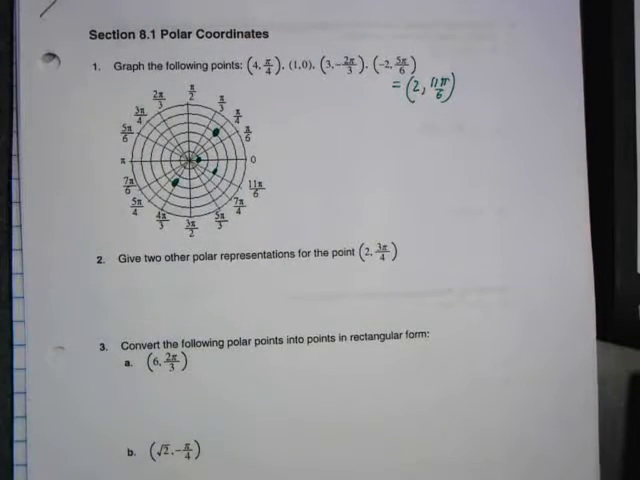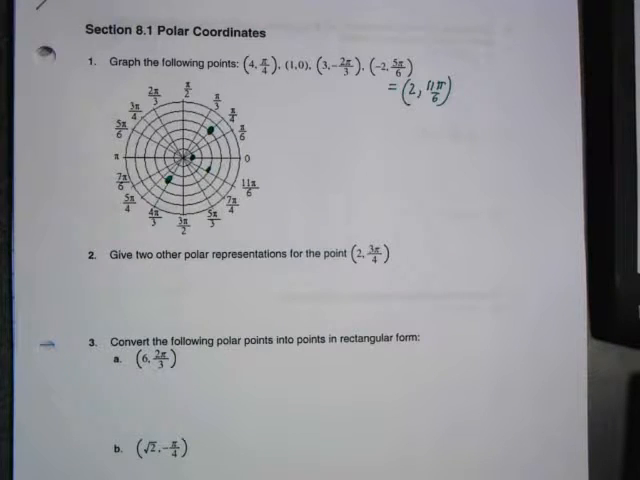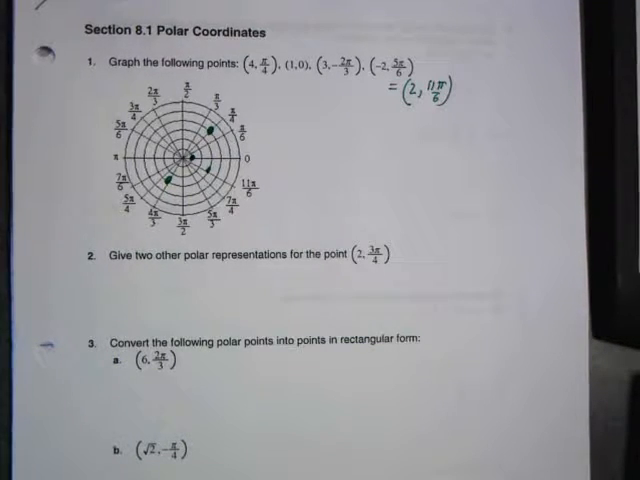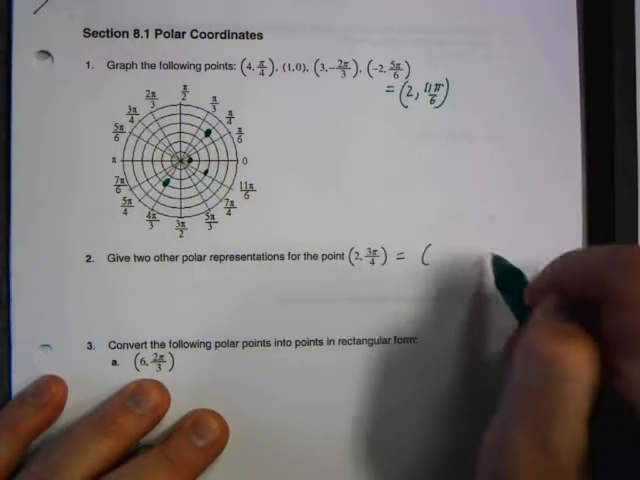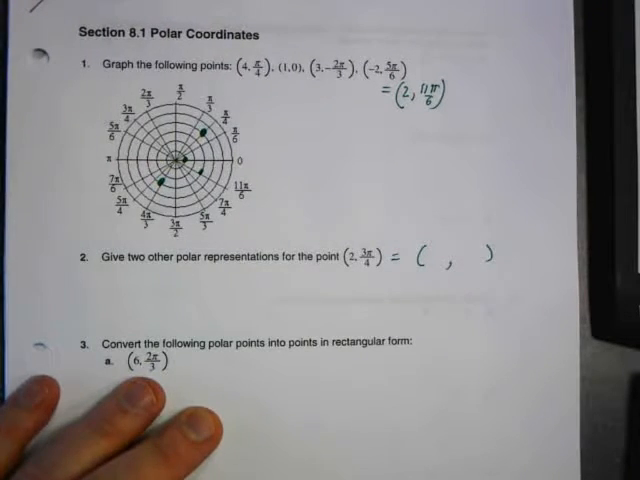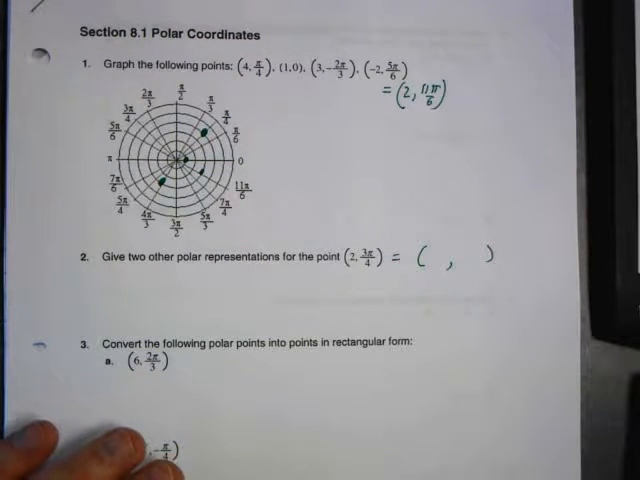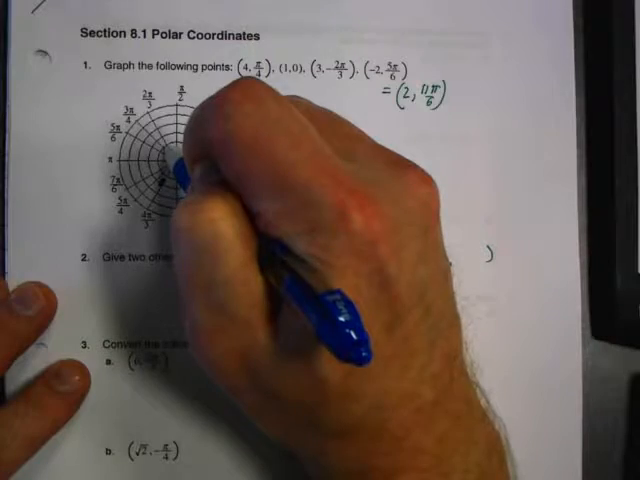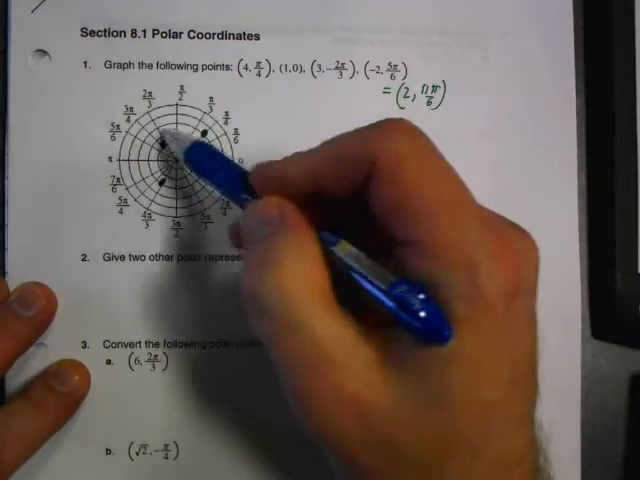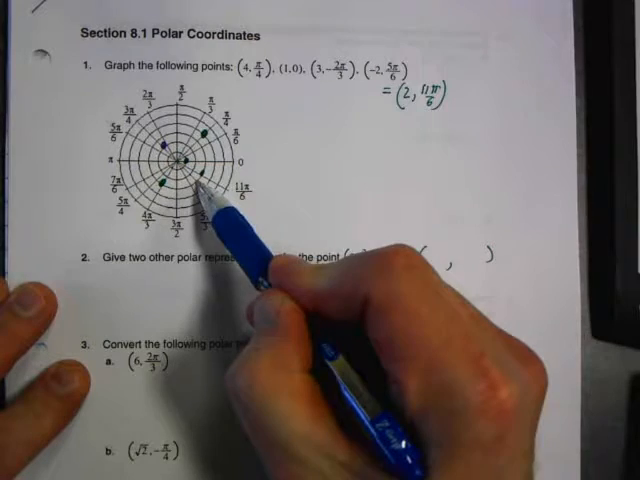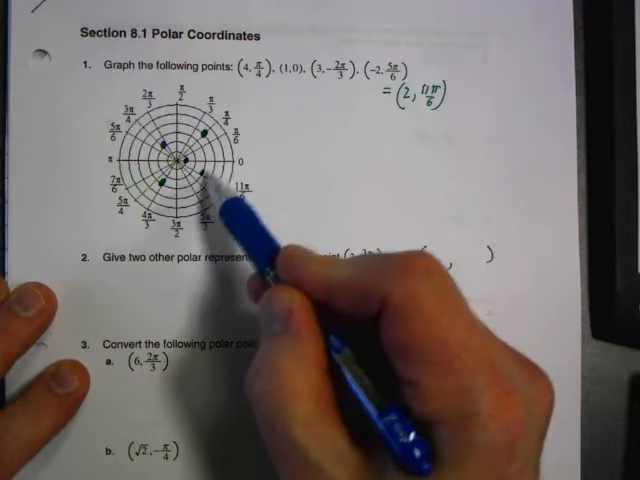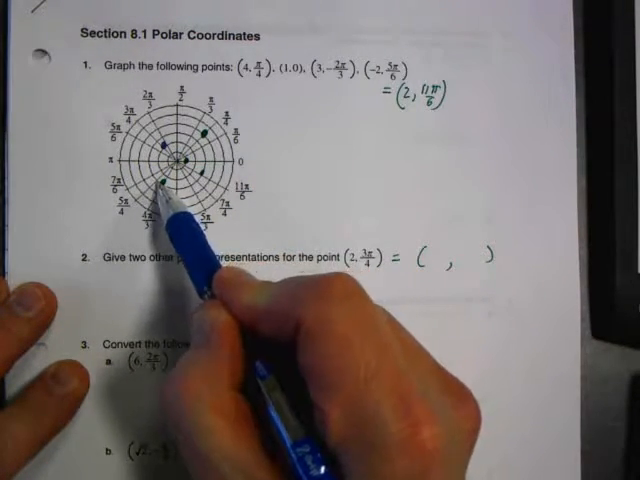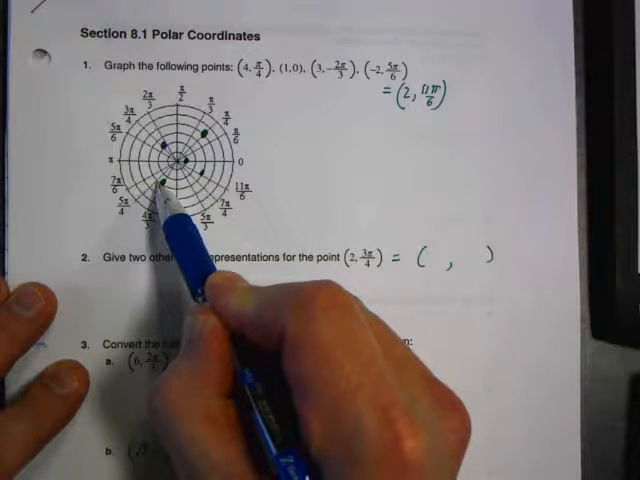All right, number 2. Give two polar representations of the form (2, 3π/4). So basically, how else could you write this point? (2, -3π/4) wouldn't quite work, because let's mark it here on our graph. (2, 3π/4) would be right here, but (2, -3π/4) would be on this side. No, I'm sorry, it would be over here. -3π/4 would be over here. So that would be the point (2, -3π/4).